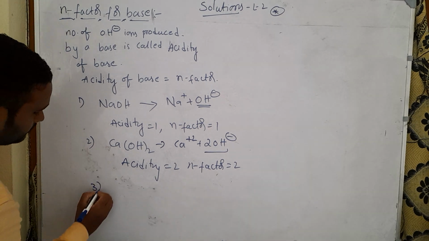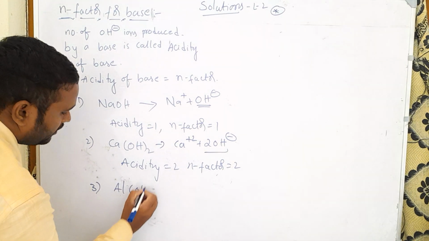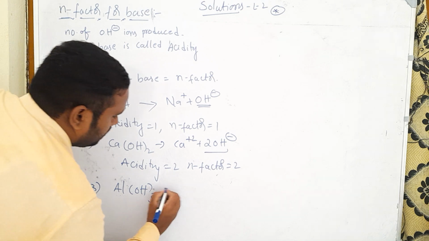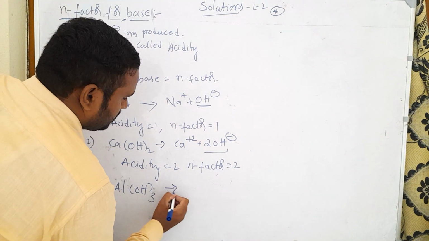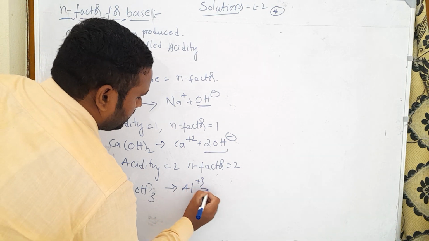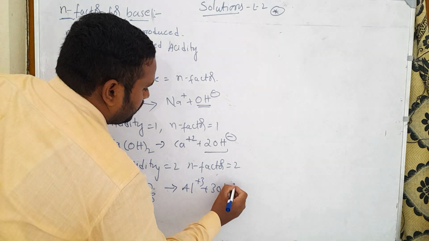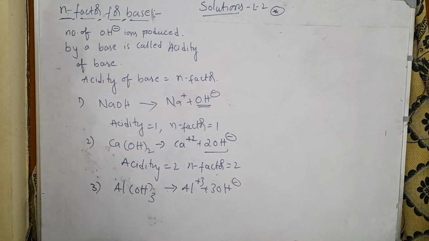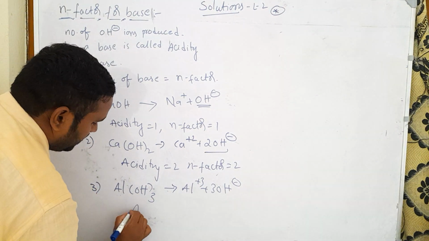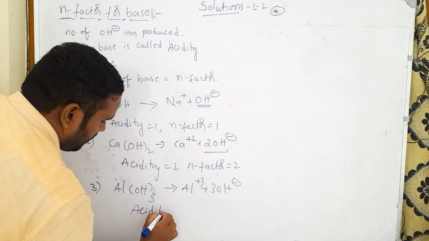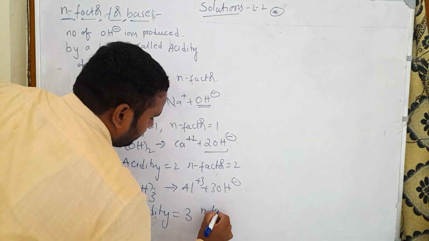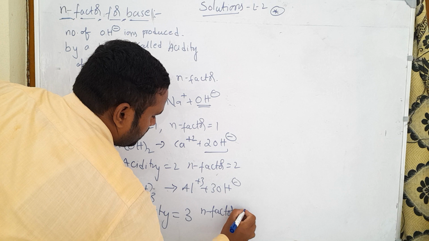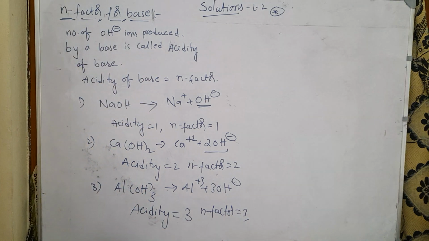Next, aluminum hydroxide, Al(OH) taken thrice, so it gives Al plus 3 OH minus ions. So here acidity is equal to 3, and N factor is also equal to 3.